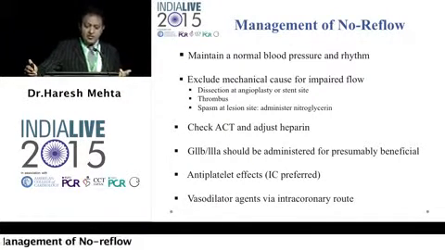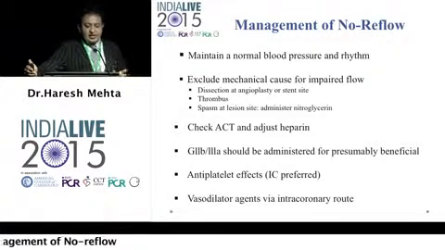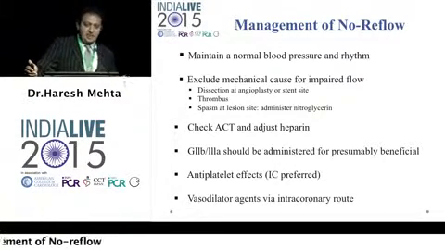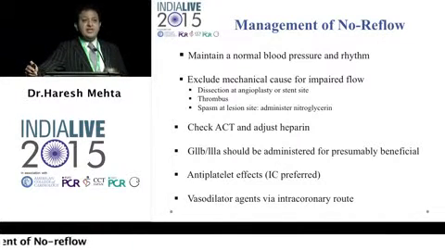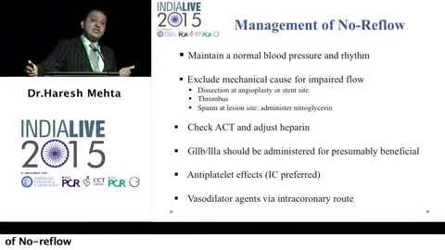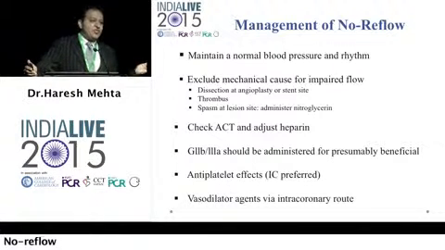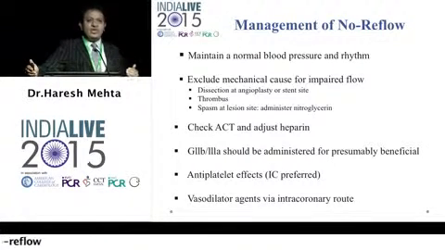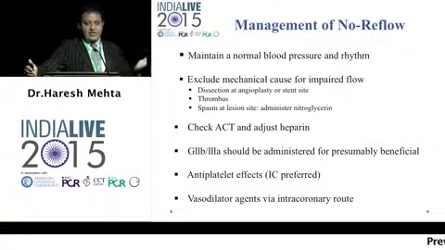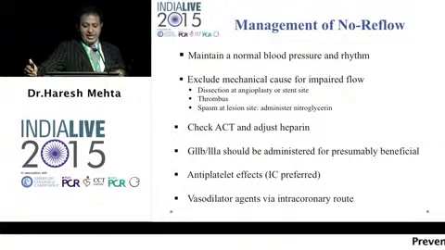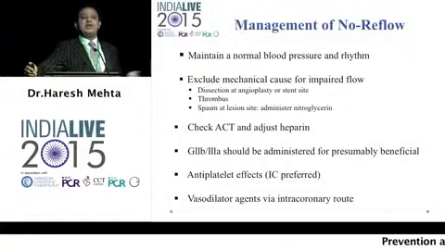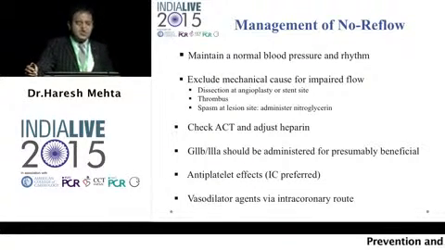Exclude mechanical causes for impaired reflow, whether there's a dissection, whether there's a thrombus, if there's a spasm, administer nitroglycerine. Check ACT. This is something we commonly miss. In fact, recently we had an operator come from Japan, and he was so diligent that every 30 minutes he was watching the ACT. He kept aspirating and sending for ACT and keeping the ACT above 300 in a chronic total occlusion, because they have two catheters. So we have to be watching our ACT and heparin, because in that moment we just keep forgetting that the ACT may be lower and that may be contributing to the no reflow.